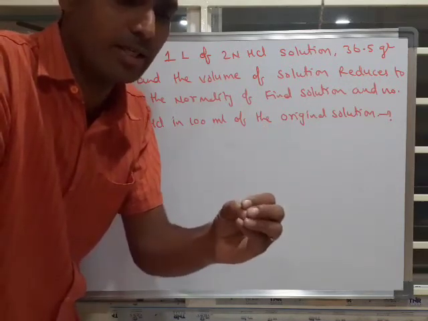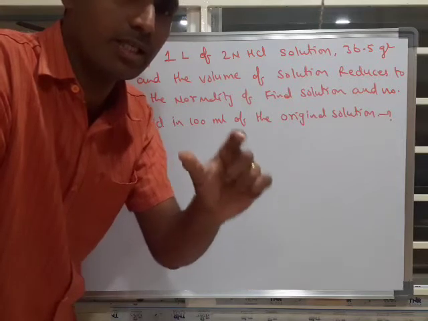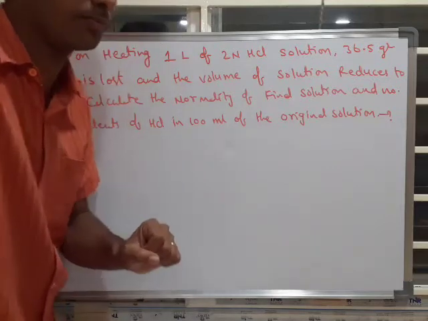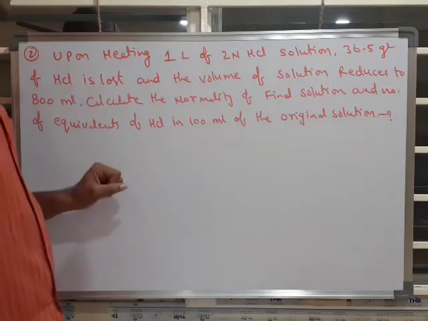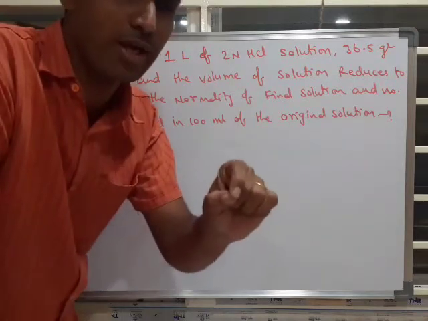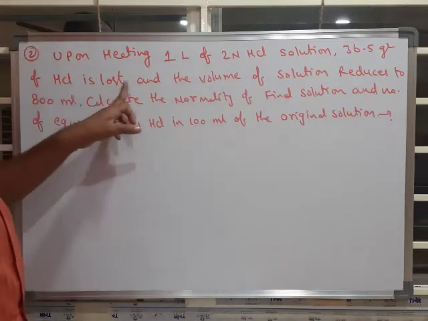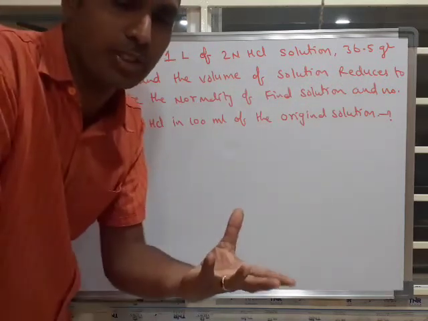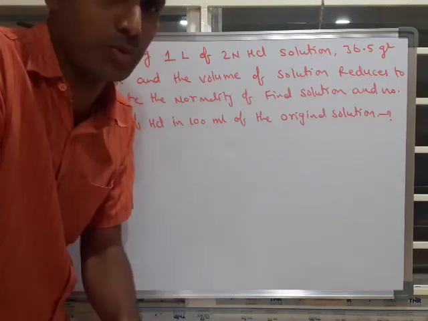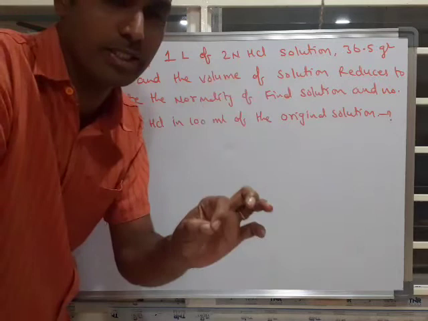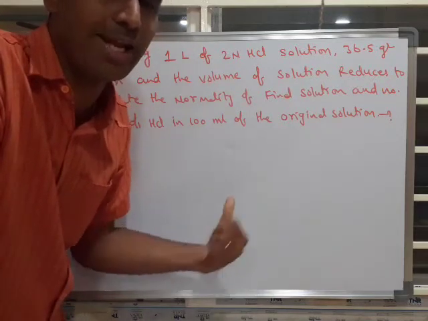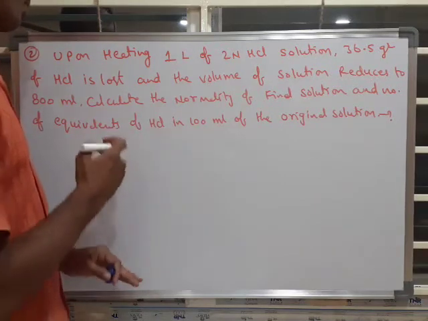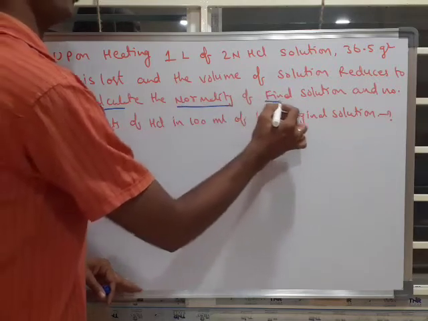So after overall heating, the solution loses 36.5 grams of HCl and the volume of solution reduces to 800 milliliter. The volume also reduced, from 1 liter, 1000 milliliter, to 800 milliliter. So it might be a given condition. But the problem is to calculate the normality of the final solution.